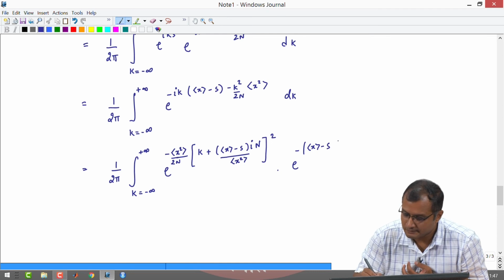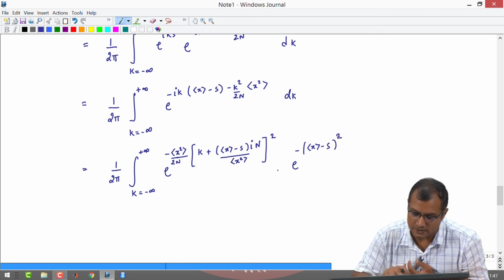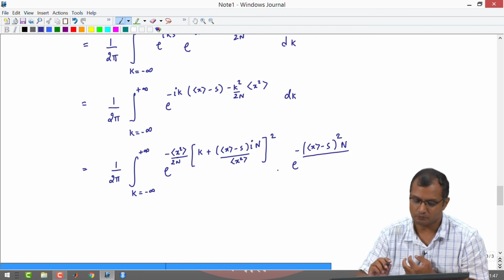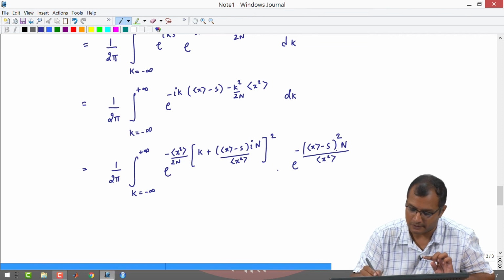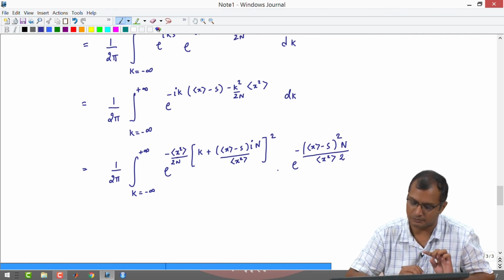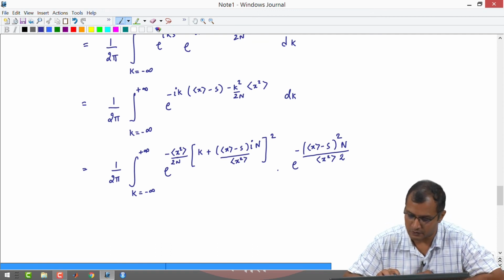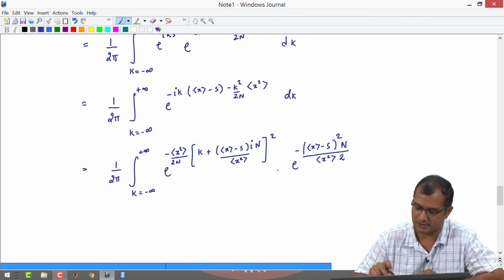So it is a minus sign, (|x| minus s) the whole squared, n squared by n is n, divided by |x| squared by 2. So the quadratic term would be n squared cancels with n, that gives me an n here, i squared becomes minus 1, and I will have an x squared in the denominator. So that is it.